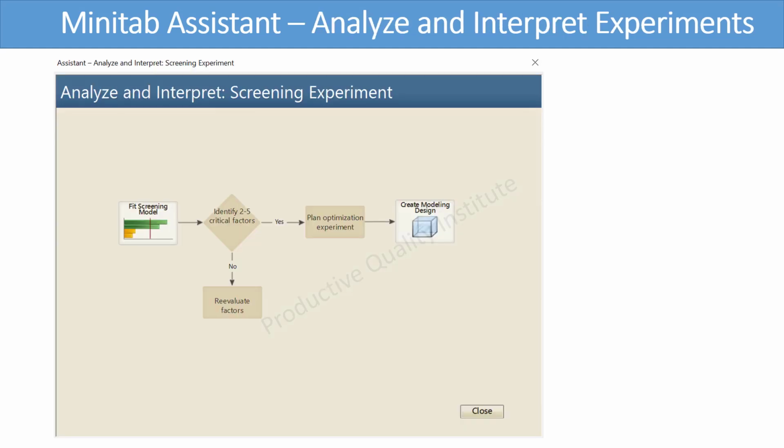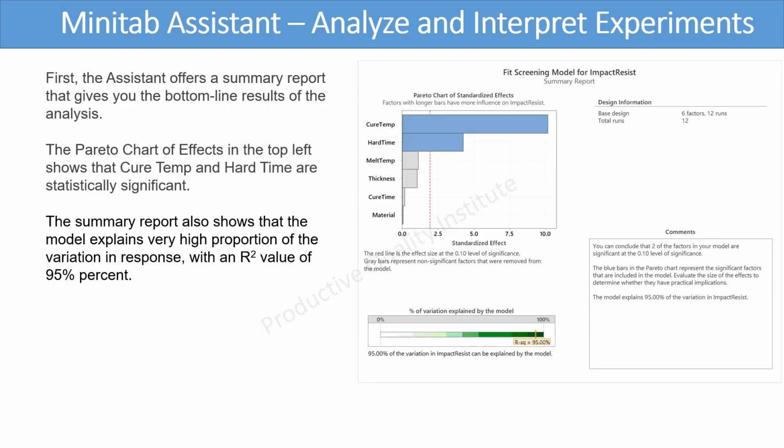But the assistant can also help you make sense of the data you collect for your experiment. After you create a design with the assistant, choose Assistant, then click DOE, then Analyze and Interpret, and you are on your way. Exactly what you get depends on which type of design you are analyzing, but there's some really neat stuff to help you get the most out of your data. First, the assistant offers a summary report that gives you the bottom-line results of the analysis. The Pareto chart of effects in the top left shows that cure temp and hard time are statistically significant. The summary report also shows that the model explains a very high proportion of the variation in response, with an R-squared value of 95%.